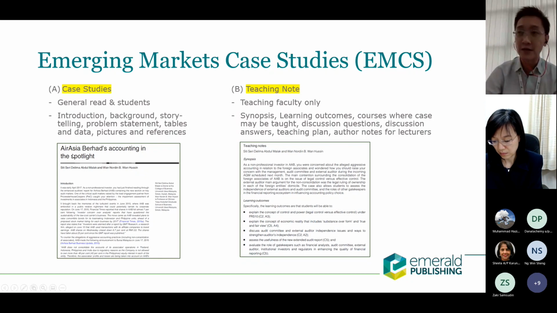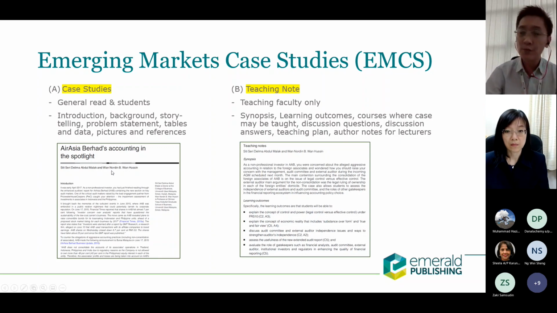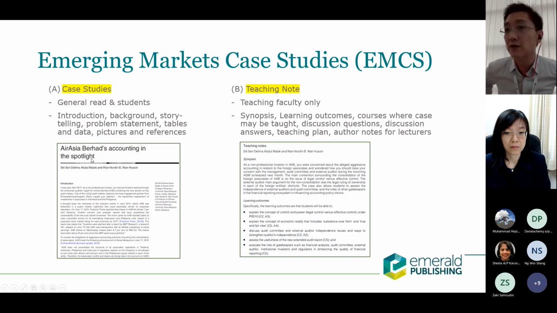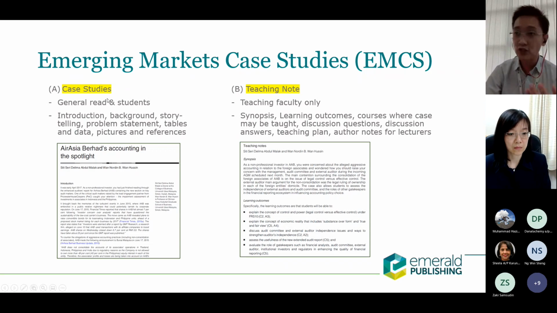Sorry. So one of the examples is by Prof. Wan Nordin from UUM. Prof. Wan Nordin has been writing cases, not only for Emerald, but also for others as well. One of his cases, which is the economic cases, is AirAsia Berhad, Accounting in the Spotlight. So you can see, these are the introductions in the PDF, talking about the introduction of the case.